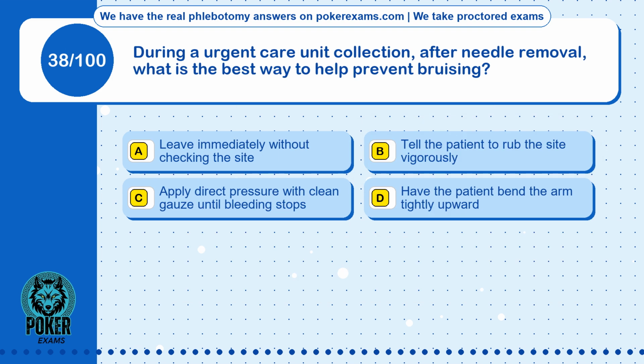Question 38. During an urgent care unit collection, after needle removal, what is the best way to help prevent bruising? Option A. Leave immediately without checking the site. Option B. Tell the patient to rub the site vigorously. Option C. Apply direct pressure with clean gauze until bleeding stops. Option D. Have the patient bend the arm tightly upward.